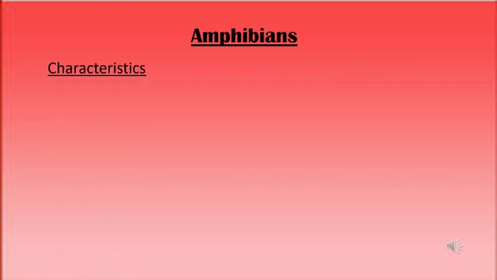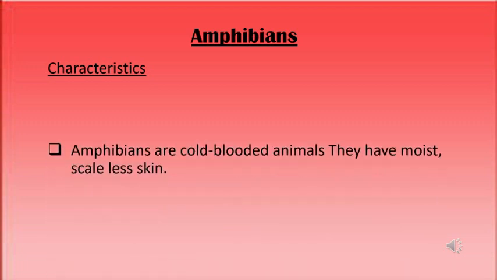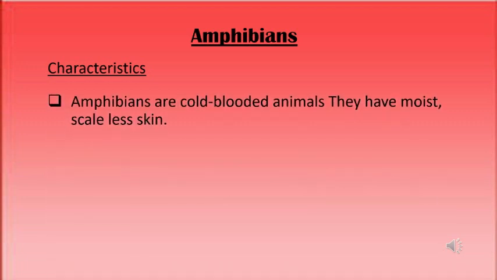Students, now I am going to share with you the characteristics of these 5 groups. First, I am going to share the characteristics of amphibians. Amphibians are cold-blooded animals. Do you know the meaning of cold-blooded? It means they do not have a fixed body temperature. They take the temperature of their environment. Amphibians have moist scaleless skin, and they live on water and land. They lay eggs.